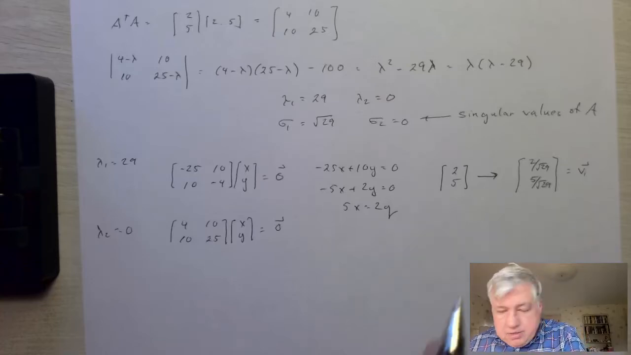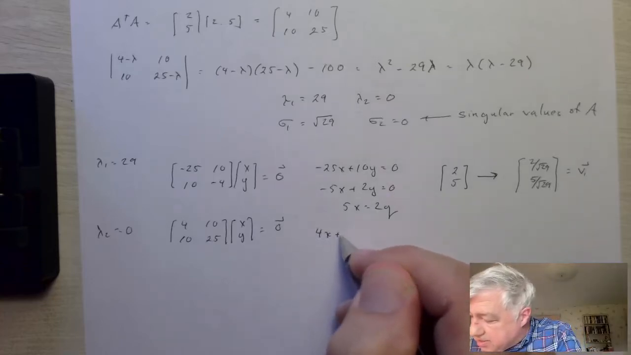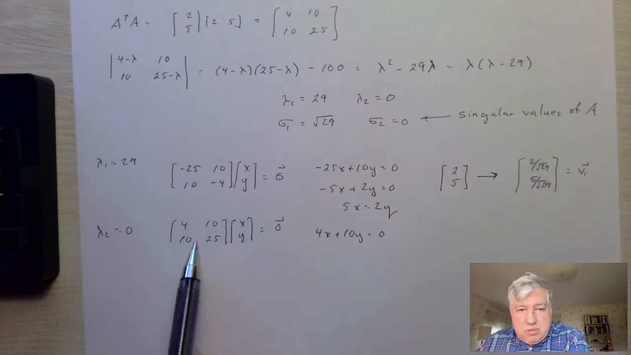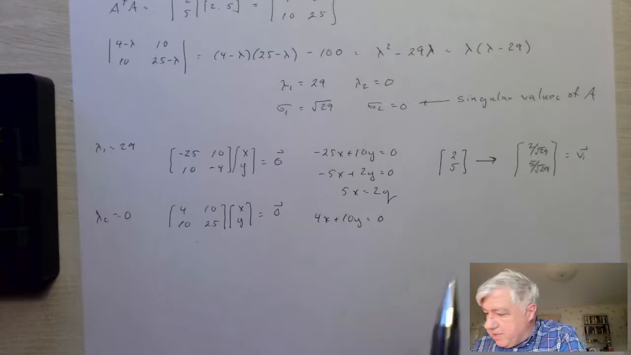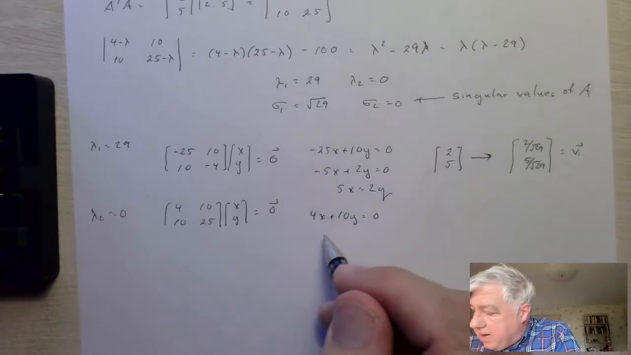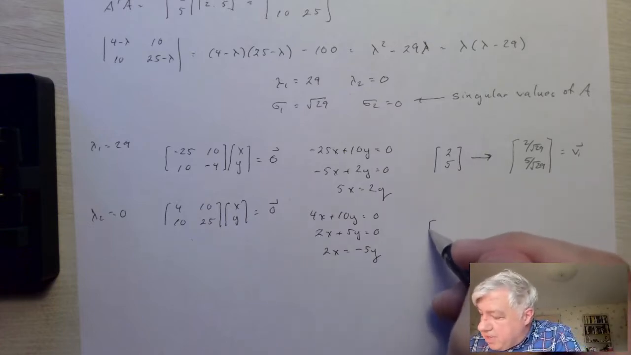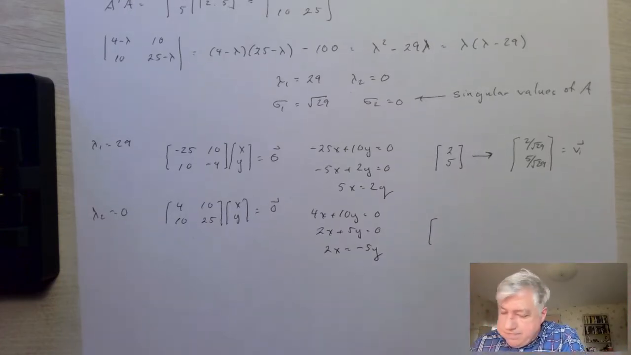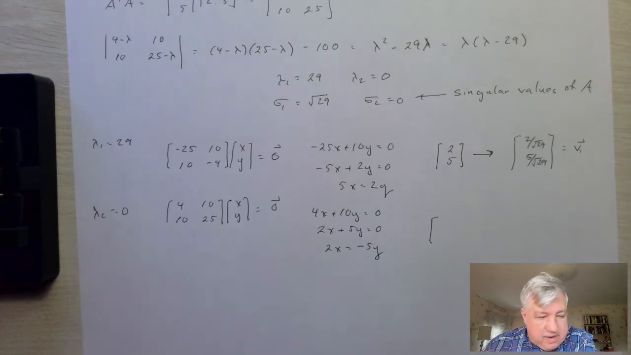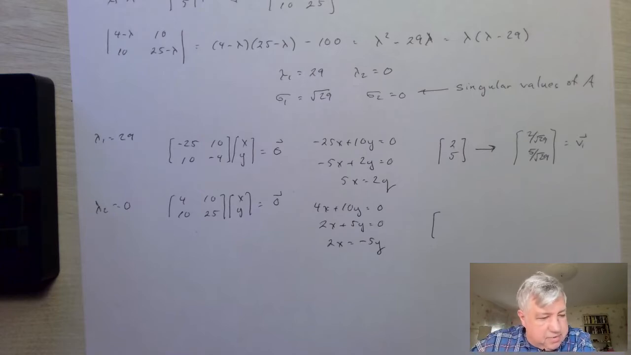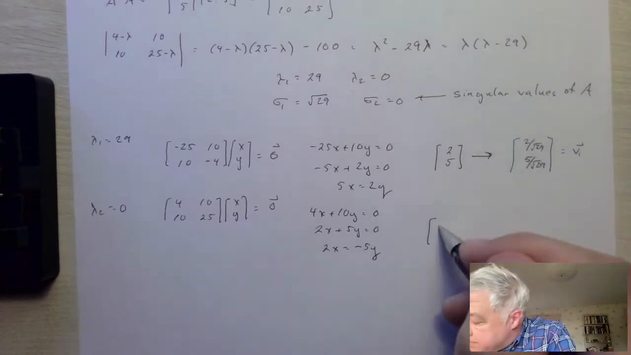Okay, and then this becomes 4x plus 10y equals 0, and the other equation will just be a multiple of this. So we can divide by 2, and you get 2x plus 5y equals 0. So 2x equals minus 5y. So in this case, we can get by if we let x equal 5 and y equal negative 2, right? So yeah.